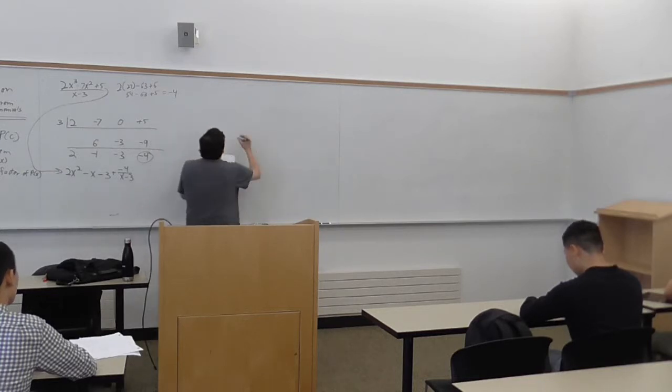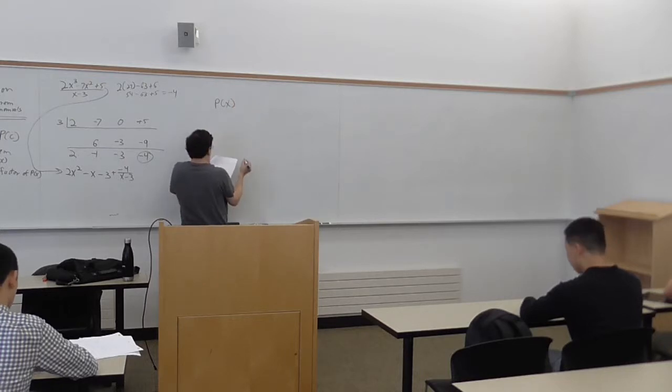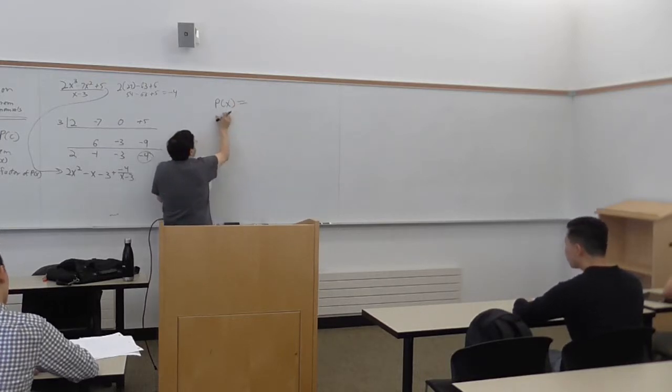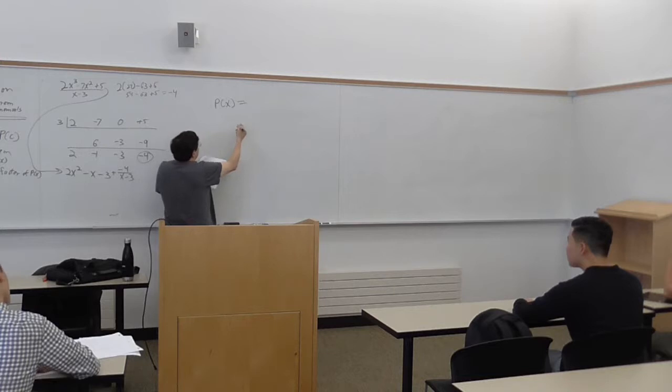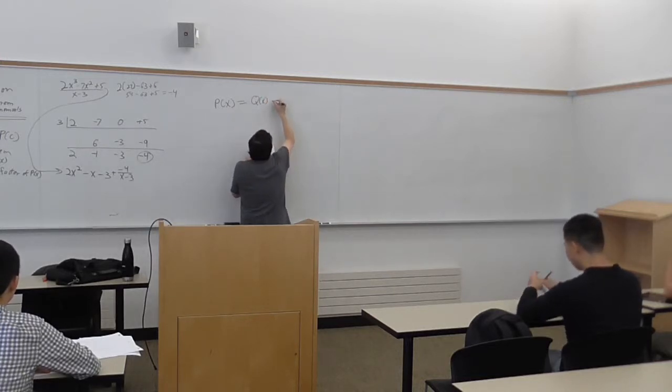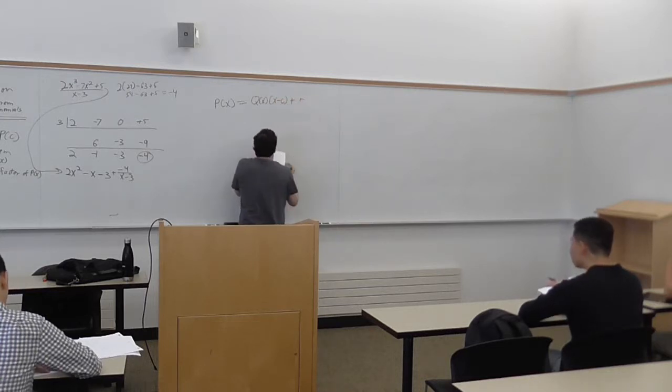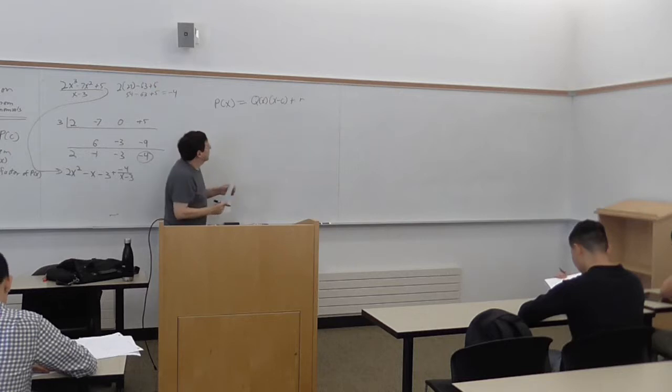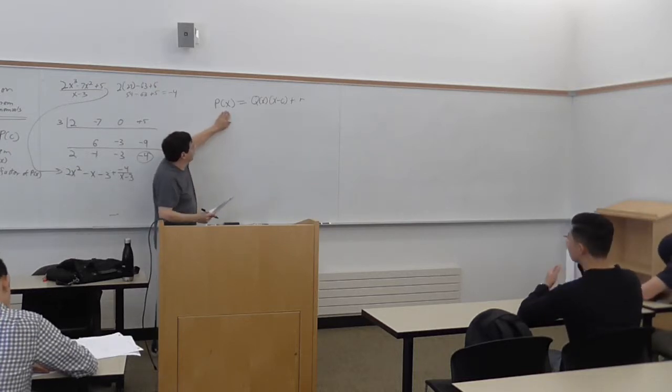Okay, from the remainder theorem, we know that if I were to divide P of X by X minus C, then I get some Q of X, which I can multiply by X minus C and just add the remainder. Right? That's what the remainder theorem says.